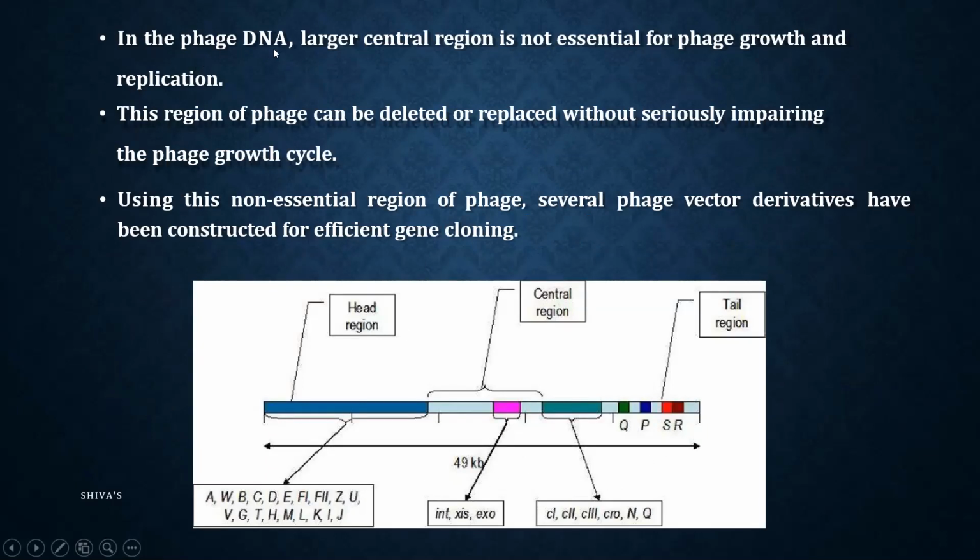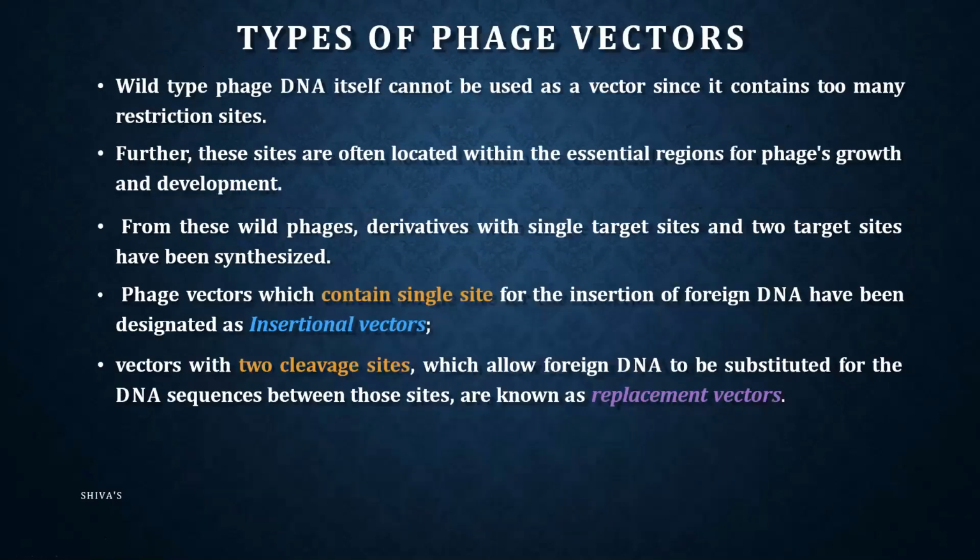In the phage DNA, the large central region is not essential for phage growth and replication. Usually the non-essential region of phage has been used to construct several phage vector derivatives during the gene cloning process. Now, let's see a brief of the types of phage vectors.